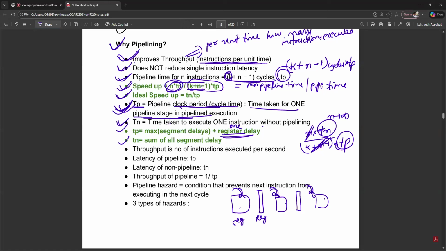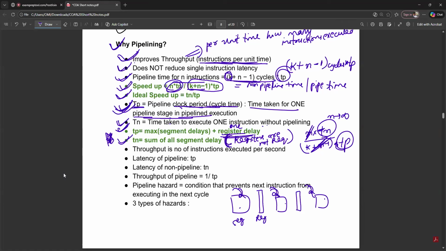So one more thing. You may ask why the register delay is not included here, right? Here registers are not required. Here register delays are not required. So please take care of this, how to calculate TP and TN.